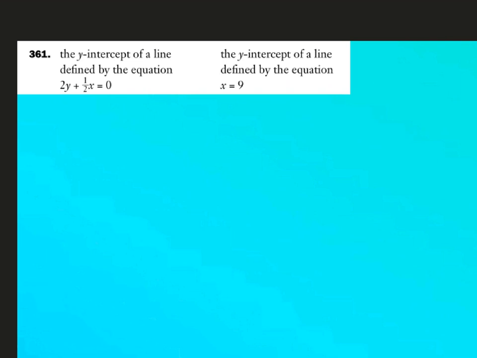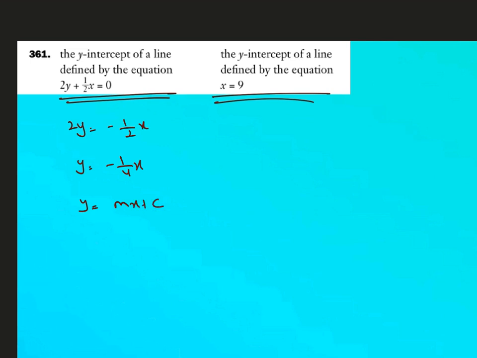Now the question says you have to compare the two quantities, which are A, the y-intercept of the line, and the y-intercept of this line. Now if I talk about the first line in quantity A, we can clearly see there is no constant. When there is no constant, the intercept is 0. But if you want to be sure and you want to rearrange this, you get minus 1 upon 4x. This is what you get in y equals mx plus c form. So the slope is minus 1 by 4, but there is nothing being added, which means it's 0.